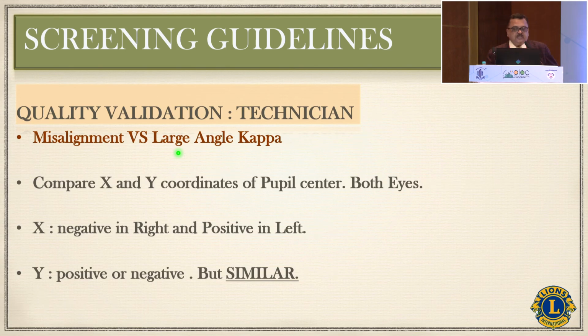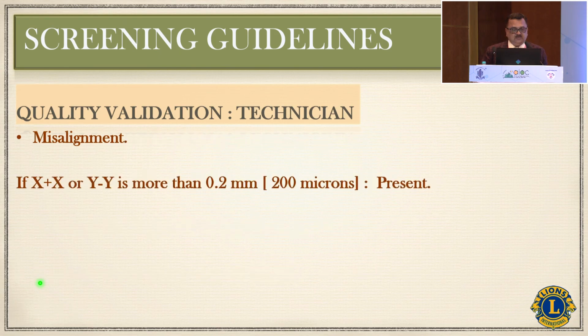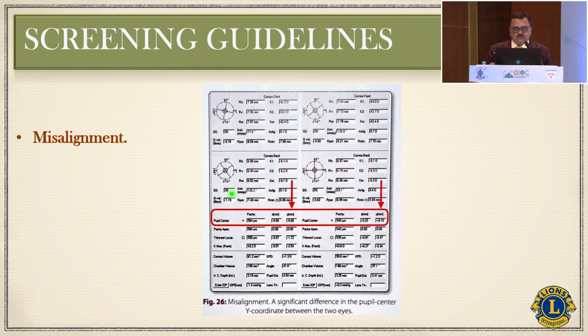For the misalignment, the important thing is X is always negative in the right eye and positive in the left, and Y should be either positive or negative, the same sign. X and X should not differ by more than 200 microns or 0.2 millimeters. I'll show you the examples. I hope you can see it.